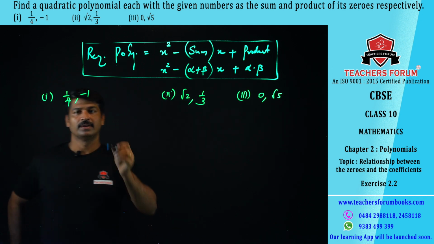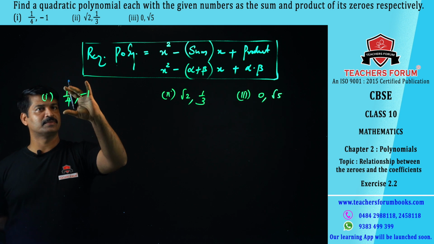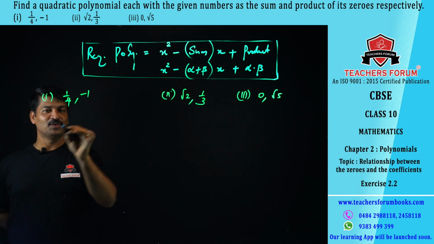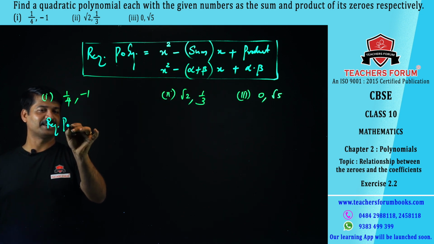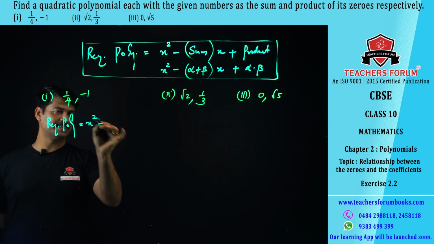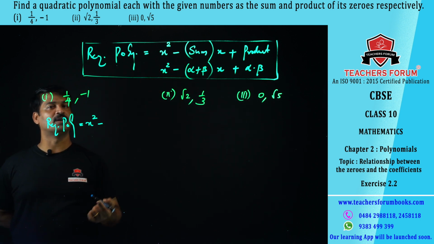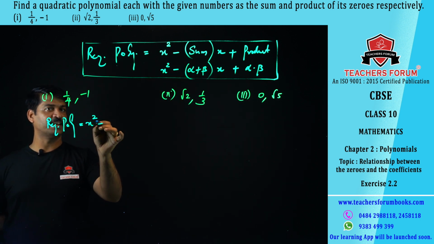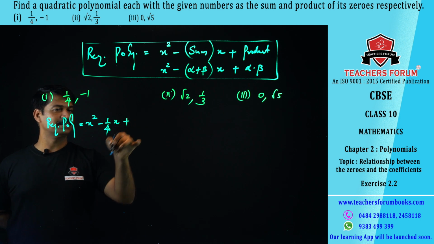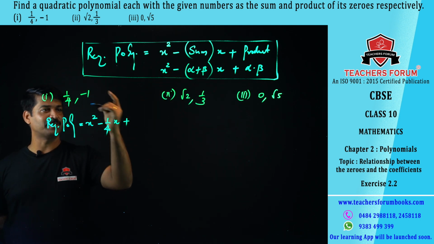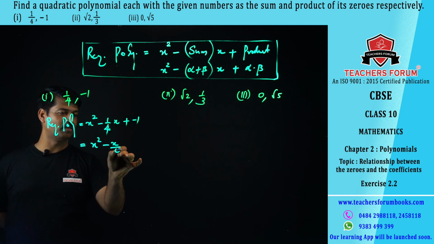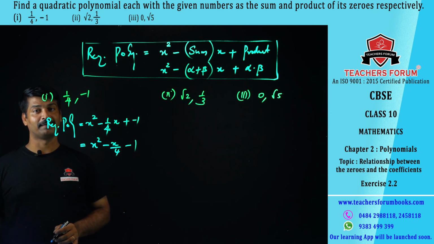The first one, sum is given. See, the first term is sum. Sum is 1 by 4 and product is minus 1. So, using this relation, what will be the required polynomial here? Required polynomial will be equal to x square minus sum of zeros. What is sum of zeros here given? It is given as 1 by 4. Okay, so sum of zeros into x plus product. What is product here? Here product is minus 1. So the required polynomial will be x square minus x by 4 minus 1. It is a required polynomial.